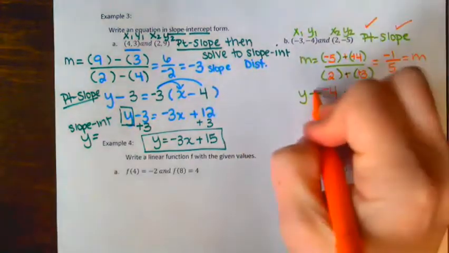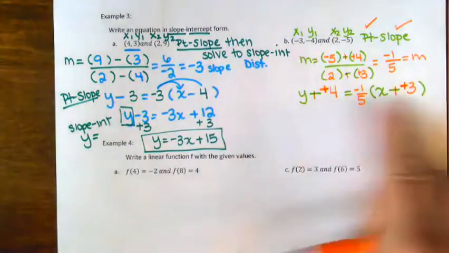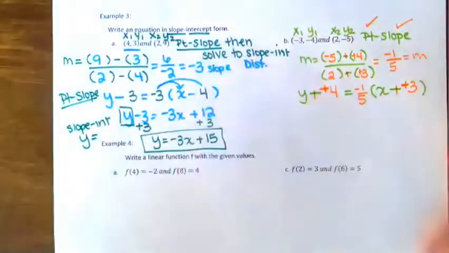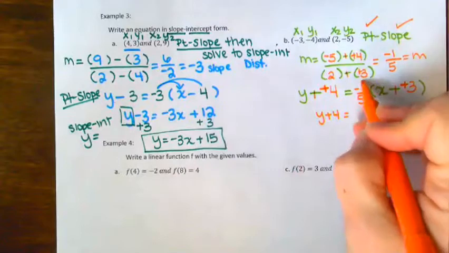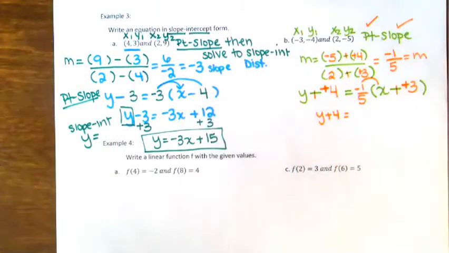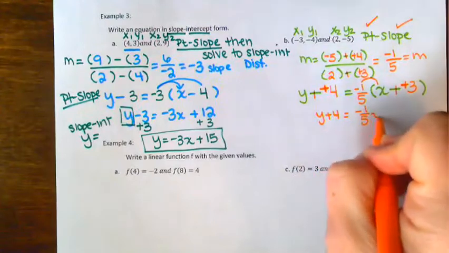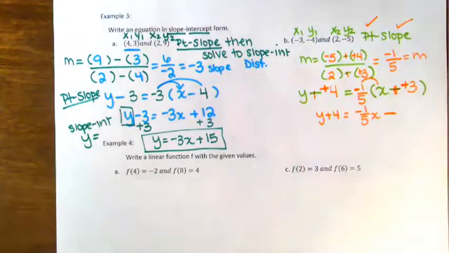Two negatives make a positive. We're going to go ahead. This is in point slope, but we want slope intercept. So we need to solve for the y. So I'm going to distribute first. What's -1/5 times x? -1/5 x. A negative times a positive is a negative, so I'll put a minus sign.